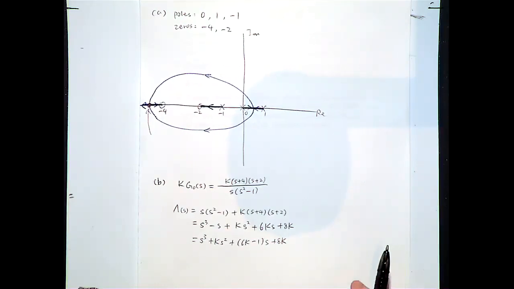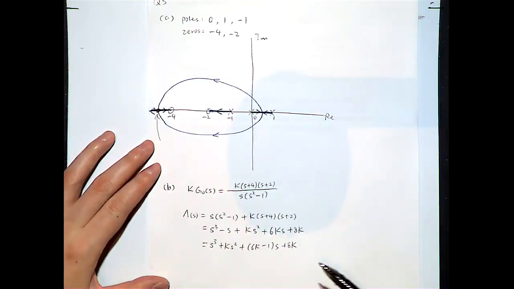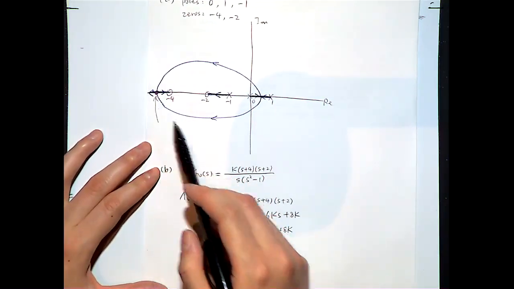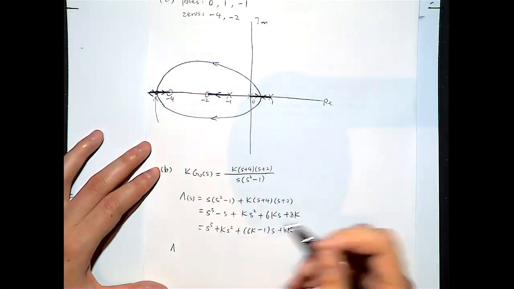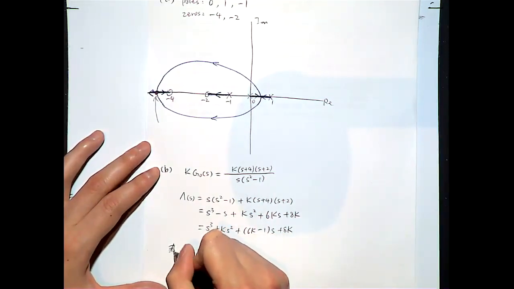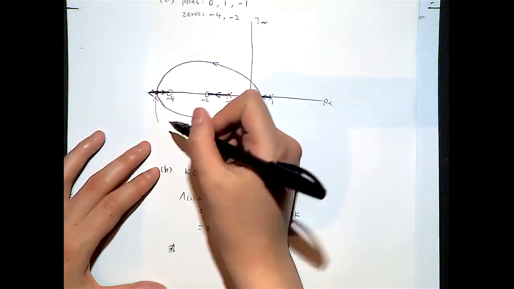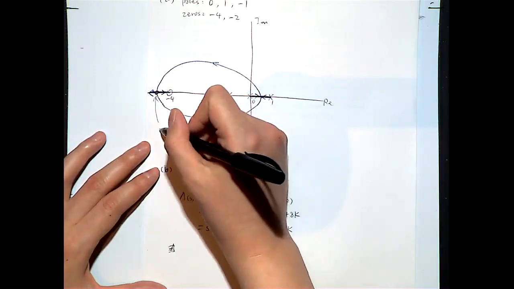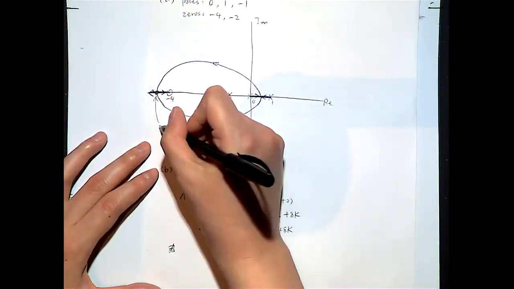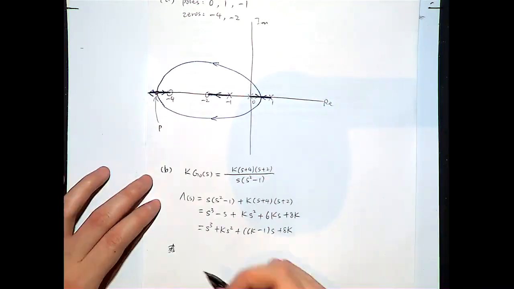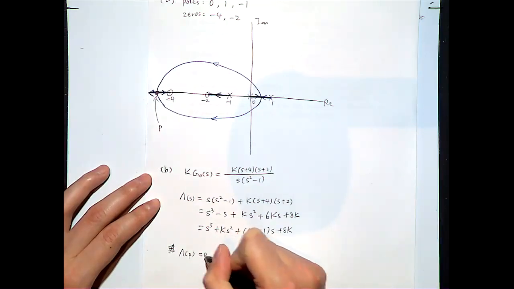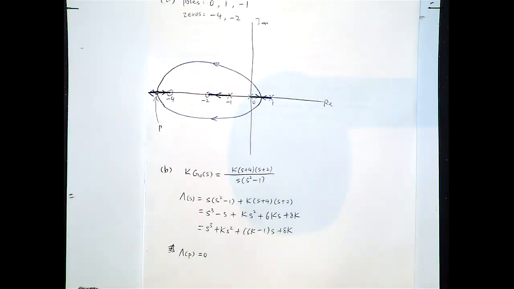And now, in order to find this point, the first equation you can write down is that on your root locus, let's say this point, let's label it as P, just a random letter. So you know that at P, lambda P equals 0, because this point belongs to your root locus.